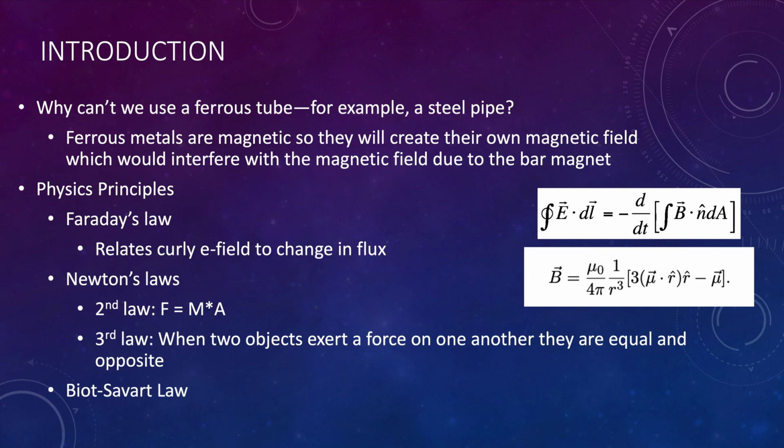So the reason we couldn't use a ferrous tube is because ferrous metals are magnetic, so they'll create their own magnetic field, which would interfere with the magnetic field due to the bar magnet and would mess up our data.